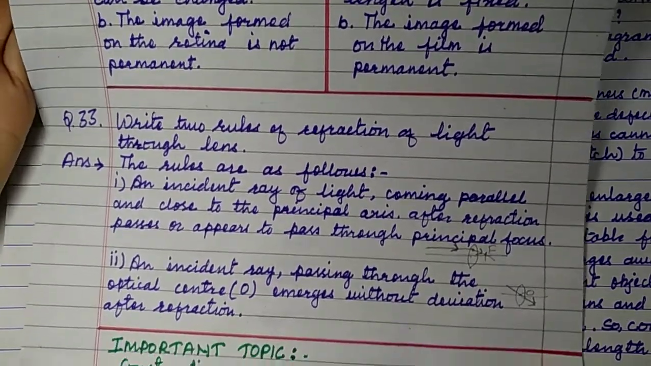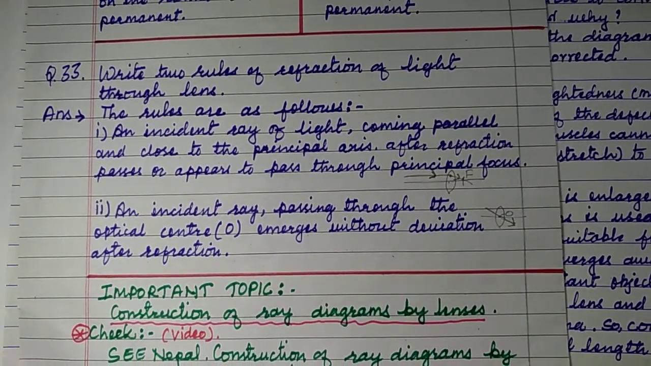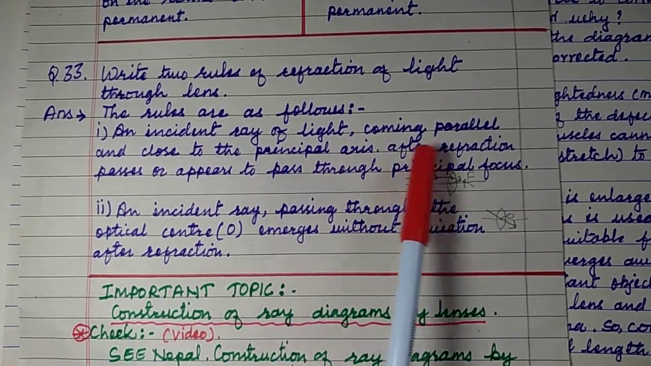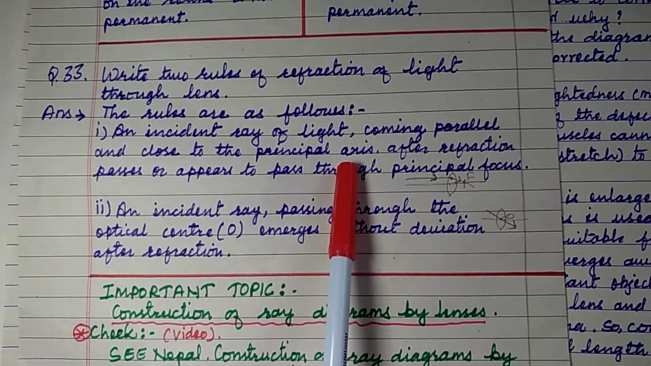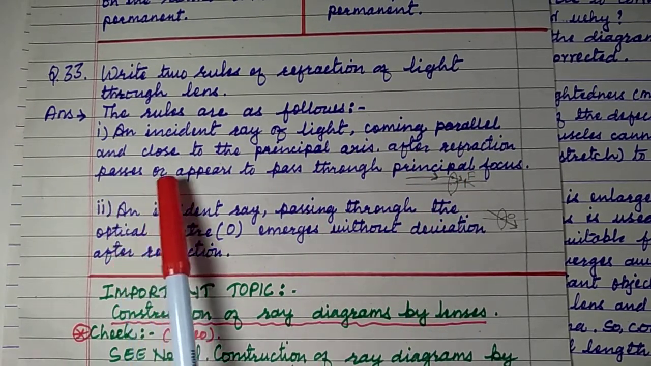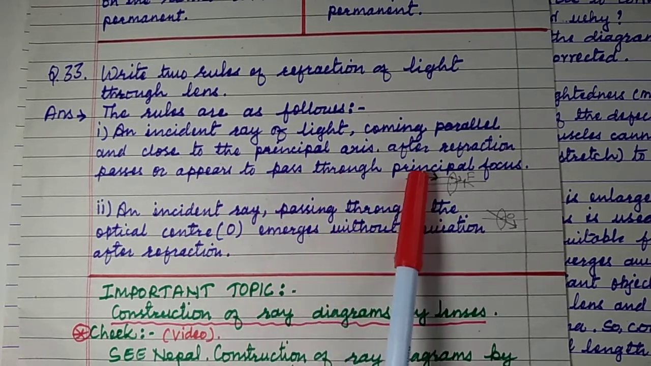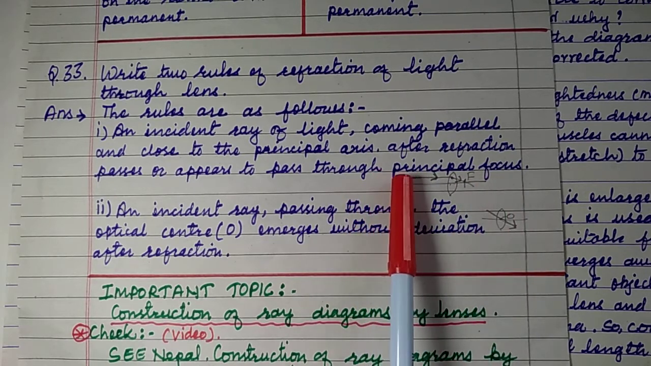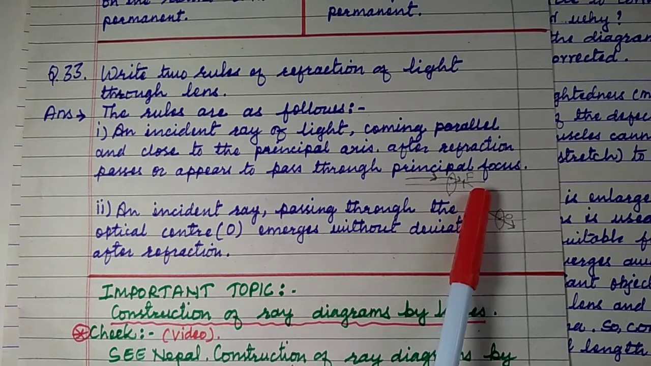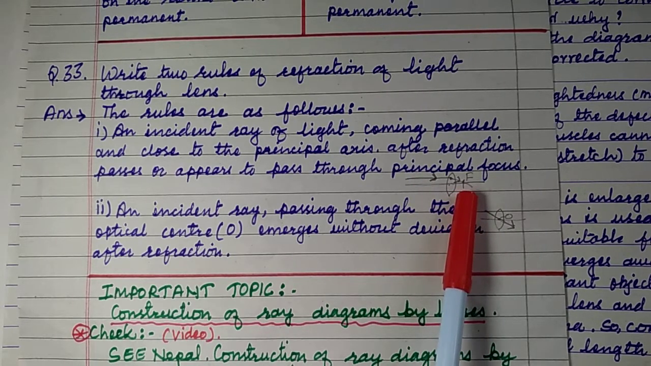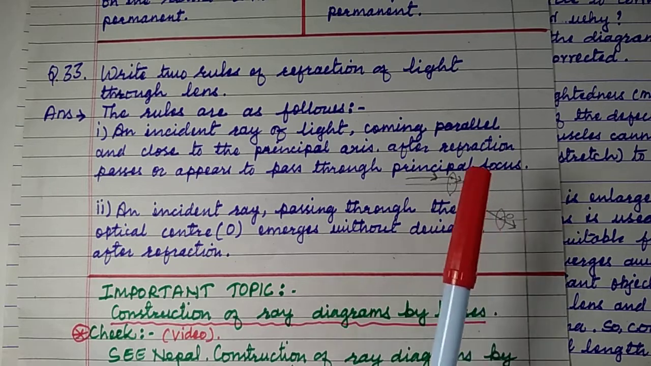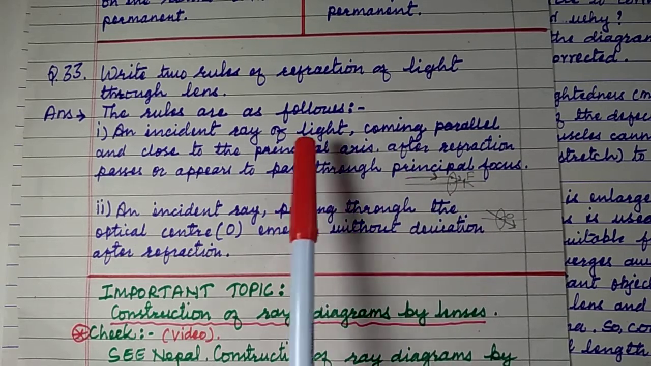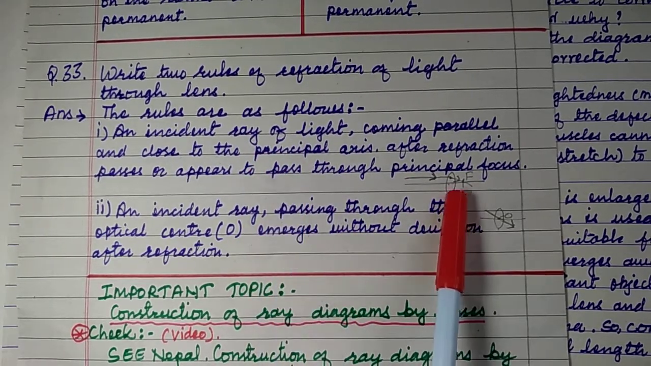Write 2 rules of refraction of light through lens. The rules are as follows. An incident ray of light coming parallel and close to the principal axis after refraction passes or appears to pass through principal focus. Now you can see the diagram. This is principal axis and the light rays parallel to principal axis after refraction pass through a point which is principal focus. This is rule number 1. After refraction, light rays should pass through principal focus.